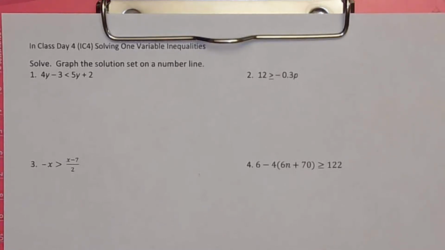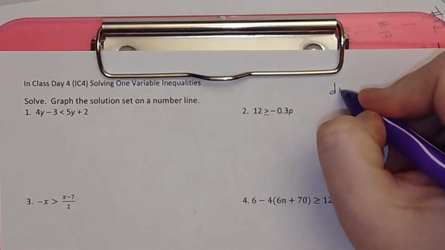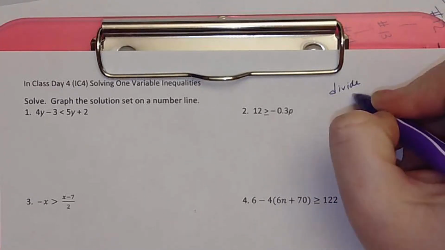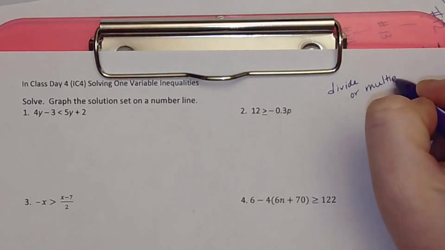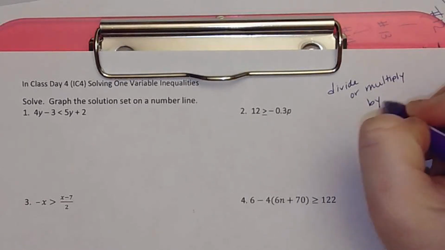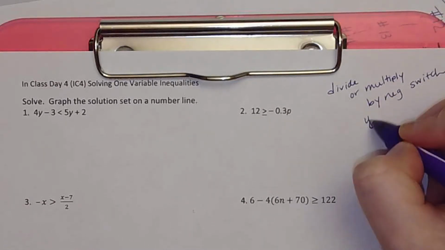So if you divide or multiply by a negative, switch your signs.